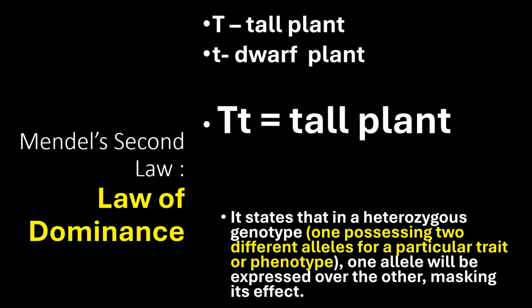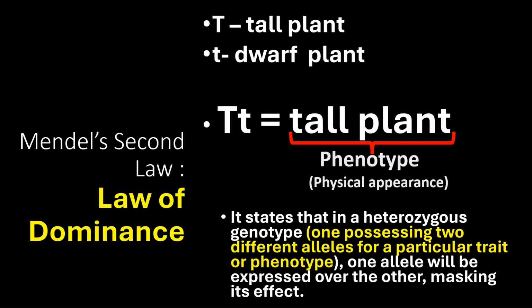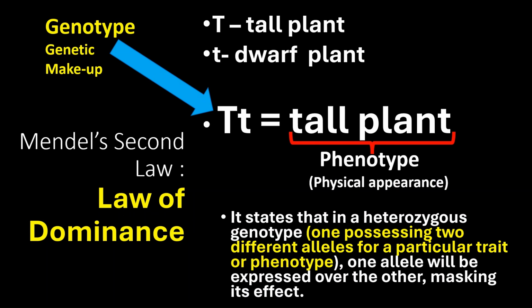So the letter T, capital and small letter t, and the tall plant, what do they represent? The tall plant represents the physical appearance, which is the phenotype. And the two letters standing together, there must always be two because it is diploid, and one T came from the mother, one T came from the father, and that is what is called the genotype.